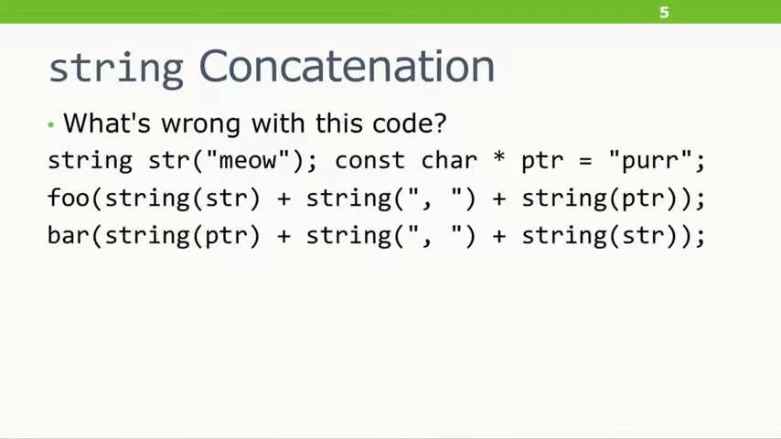So they know that std string has an operator plus. So they say, OK, string stir plus string comma, all that stuff. What is wrong with this code? Who sees what's wrong? This is like C++98, like every beginner should see this. I need more hands. OK.